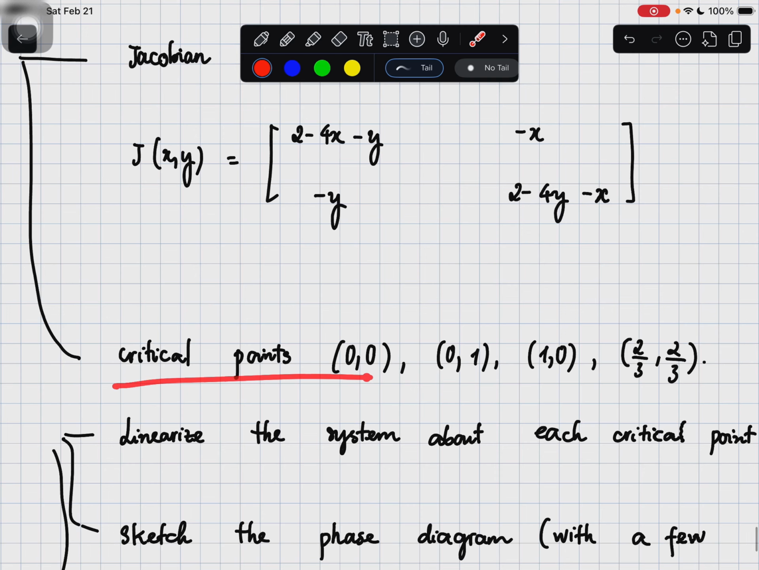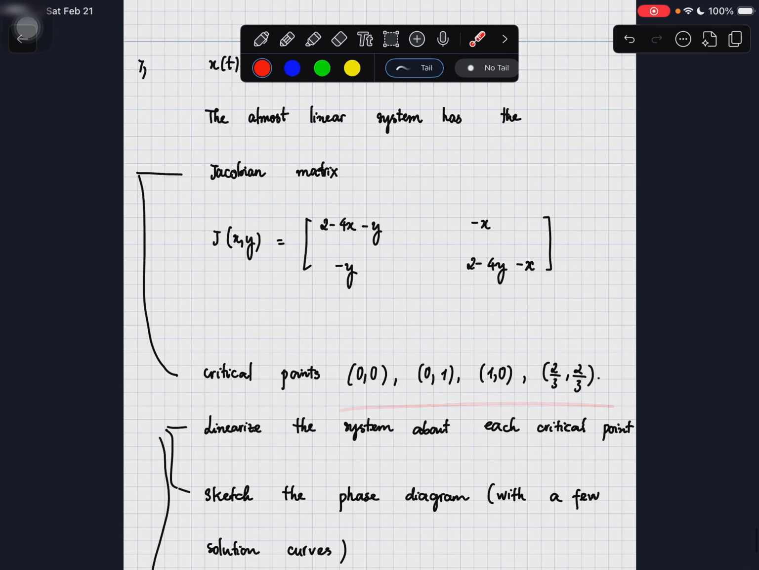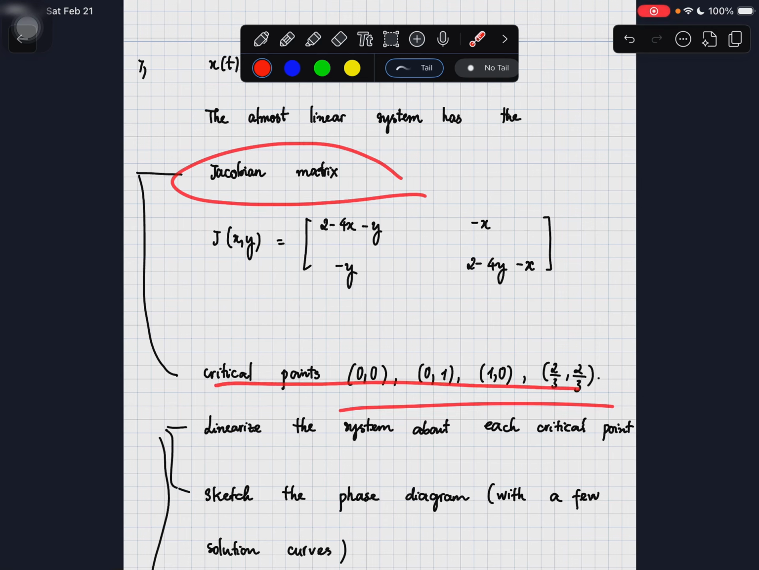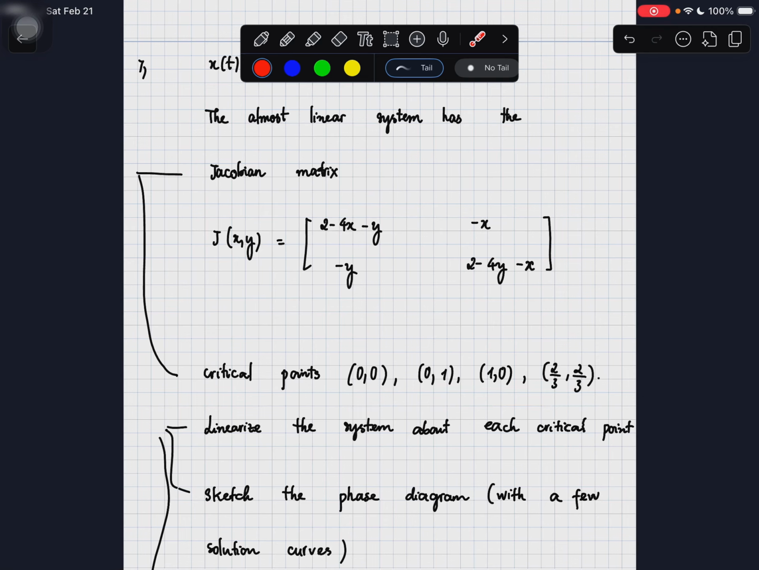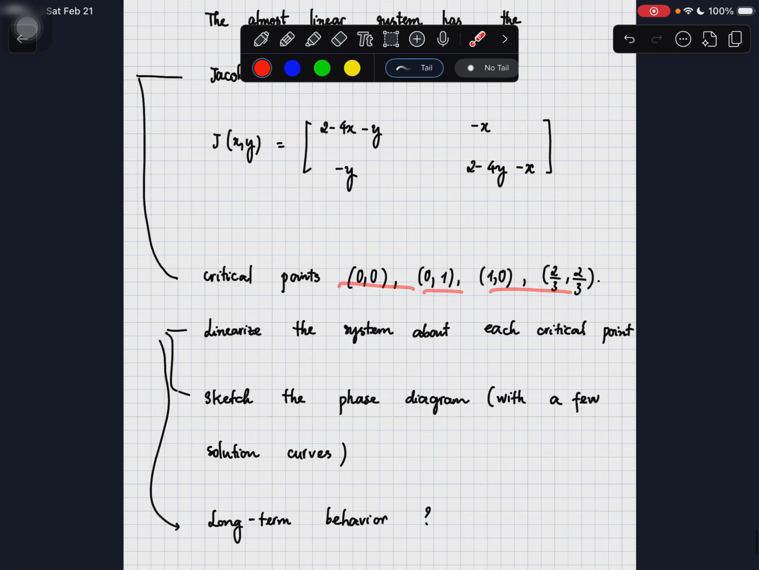The critical points, so they also give us 4 critical points here. So we know the Jacobian matrix, we know the critical points, we know this one is an almost linear system. So we can do linearization at each critical point. Okay, the first question is linearize the system about each critical point. Then we sketch the phase diagram with a few solution curves. And what about the long-term behavior?